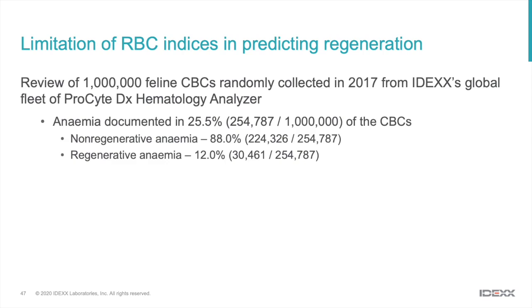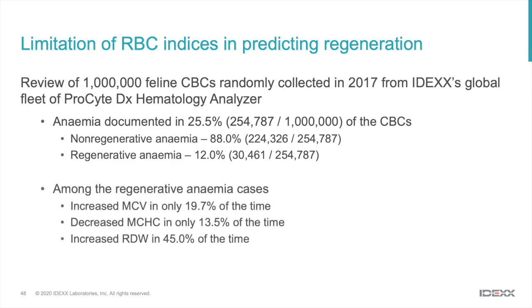Let's look at a little more detail of that large data set we just discussed. Remember, 25% of those cats have anemia. Only 12% of them actually have a regenerative anemia. But it's important for us to be able to identify them because the diagnostic approach in those is very different than the diagnostic approach in non-regenerative anemia.